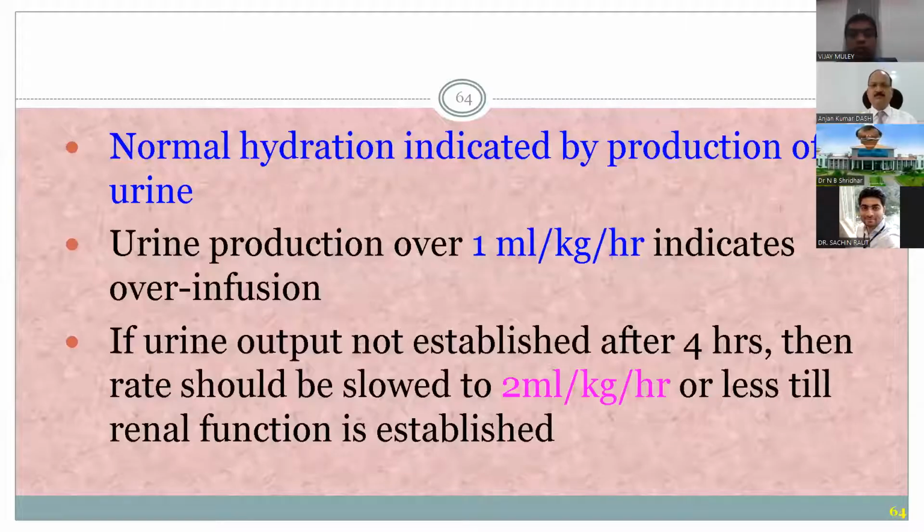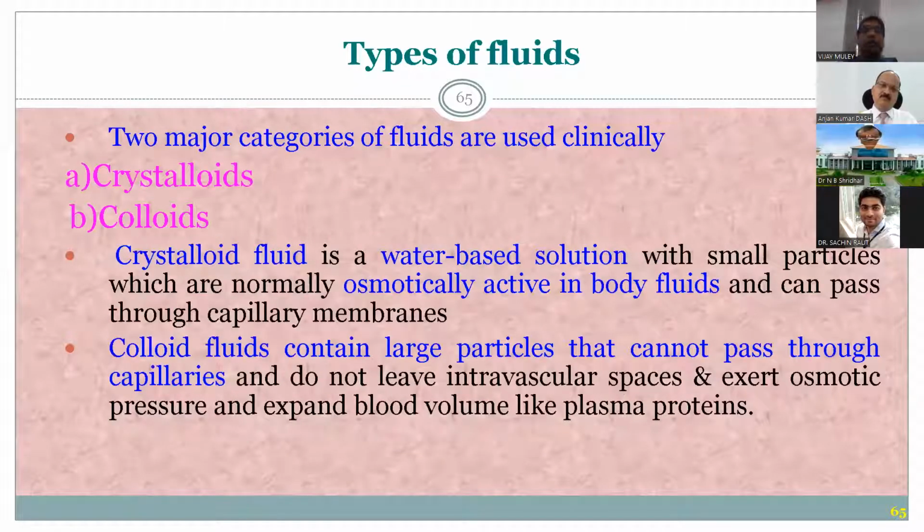That's the positive indication for this fluid replacement therapy. And urine production over 1 ml per kg per hour indicates over-infusion, and then it needs to be stopped. And if urine output is not established after 4 hours, then the rate should be slowed to 2 ml per kg per hour or less till renal function is established. Whenever the kidney is not functioning, we should administer the fluid cautiously. And types of the fluid.